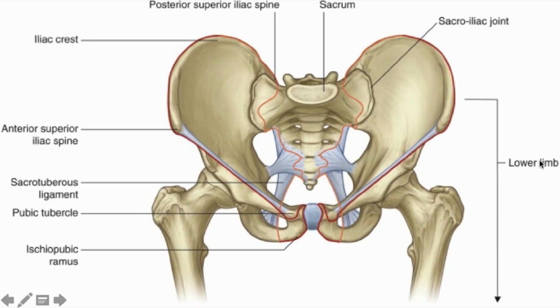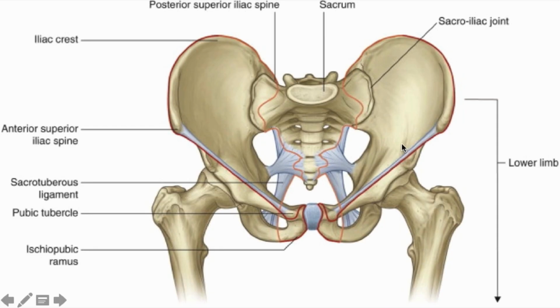So first we have the pelvic region. And it's important to note that the lower limb is directly anchored to the axial skeleton, the spine, by the sacroiliac joint. These join the sacrum to the ilium, and they're connected by very strong ligaments.